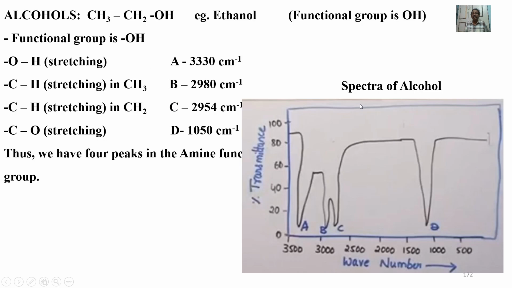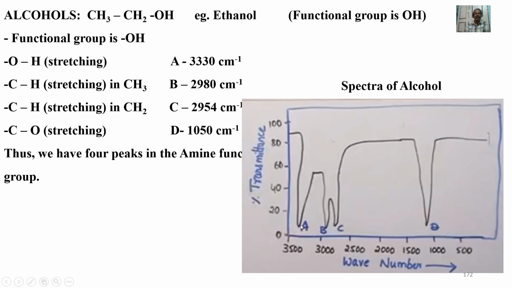Now we will find out the spectra of alcohols. An example is ethanol, and the functional group is O-H. So we have CH3, CH2, OH. The functional group is nothing but OH here. First we'll find the O-H stretching. In the figure, A refers to the O-H stretching, which is observed at 3330 per centimeter.